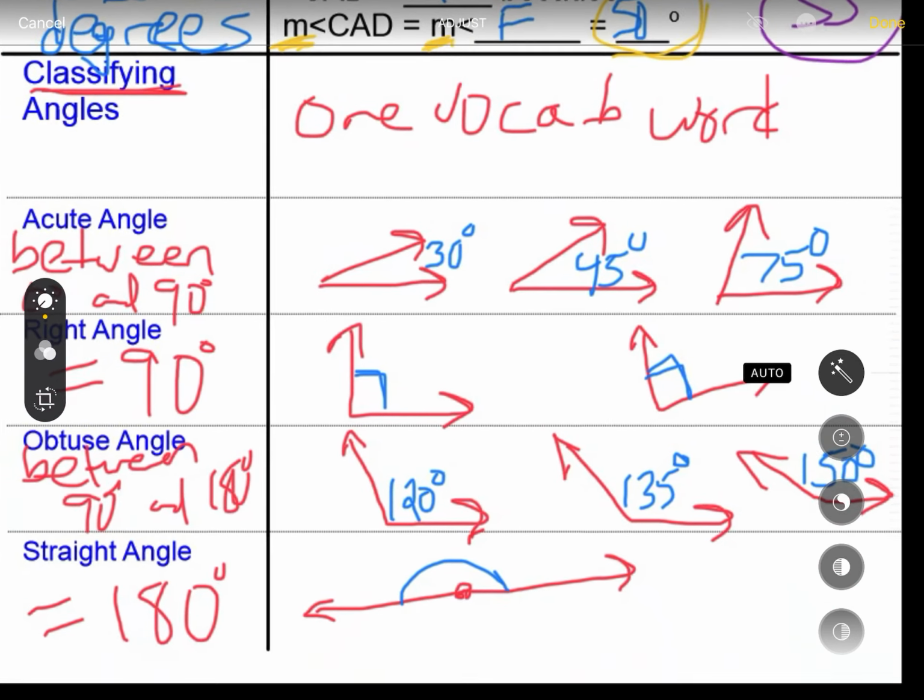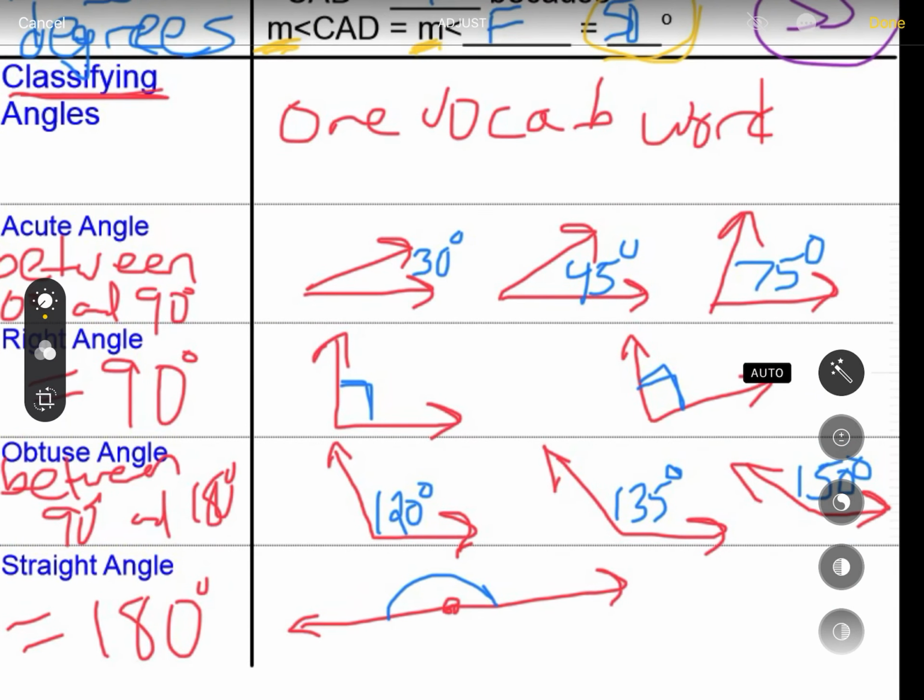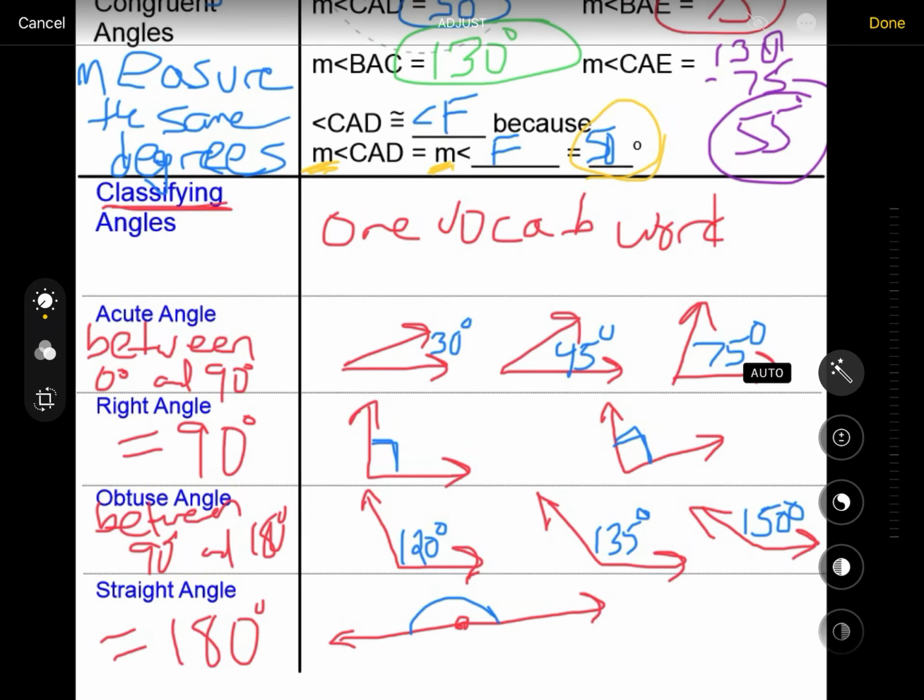Second thing you do will be estimate which number makes the most sense. So if it looks acute, pick a number like 30 or 45 or 75, or some number of your own. If it looks right, pick the number 90. If it looks obtuse, pick a number like 120, 135, 150, or pick a number that you think's better. And if it's a straight angle, pick 180. And that's all you'll have to do on your IXL.